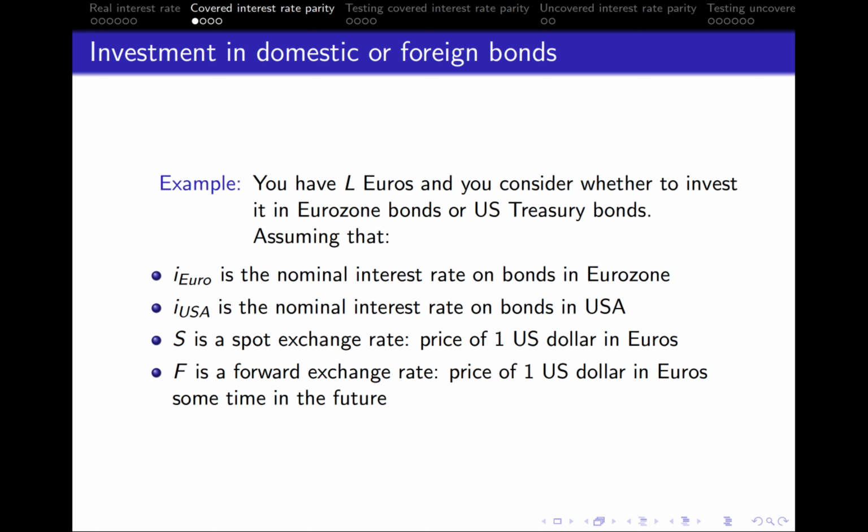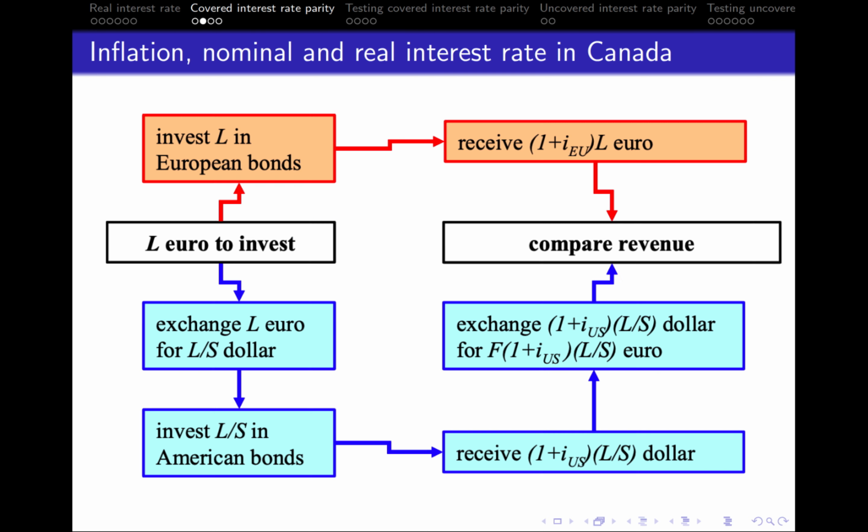Okay, so look, if you decide where to invest, what type of calculations you need to make. You've got this L euro, and first thing you can do is to invest this L euros in European bonds. And look, how much will you receive at the very end? You will receive 1 plus interest rate on European bonds times L. And this is, of course, expressed in euros.